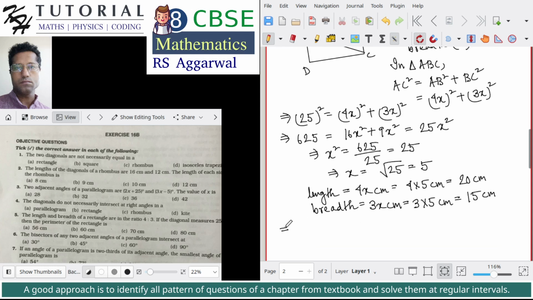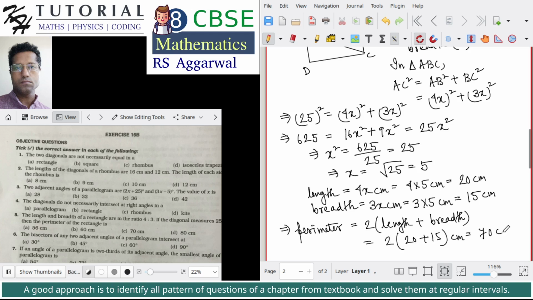Okay, this implies perimeter we know is equal to 2 into length plus breadth. This will be equal to 2 times, length is 20, breadth is 15, this much centimeter, which is equal to 70 centimeter. So the perimeter will be 70 centimeter. Hence, the correct choice is C.